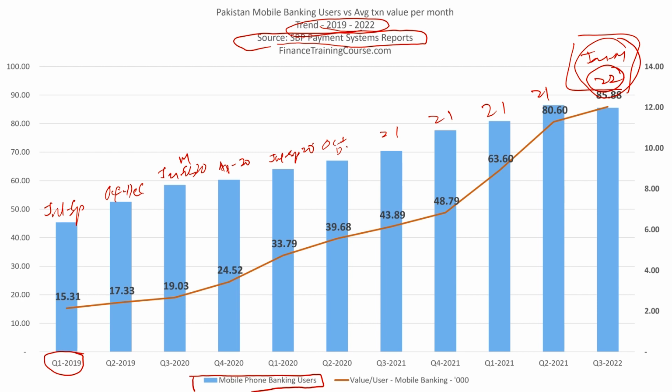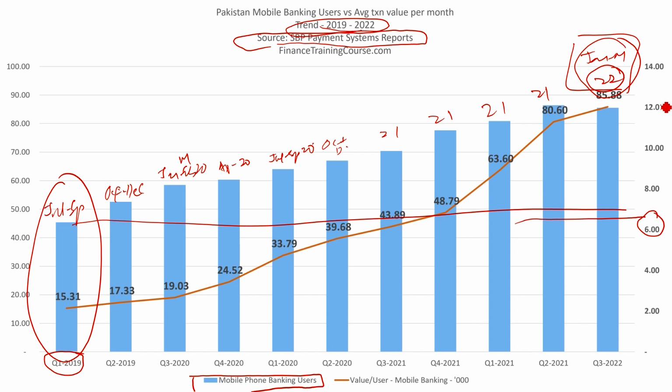So that's the first part. The blue bar represents mobile phone banking users. If you track this here, it's about 6 million plus users when we start our analysis, tapping out at about 12 million individual users. Now, these are not unique users.